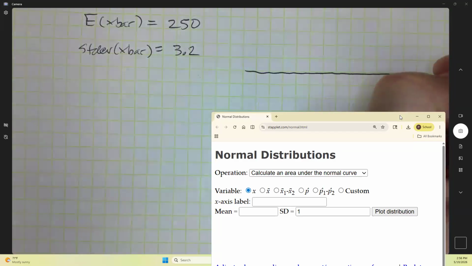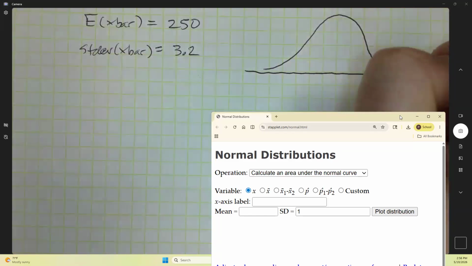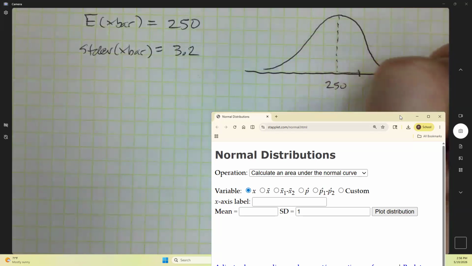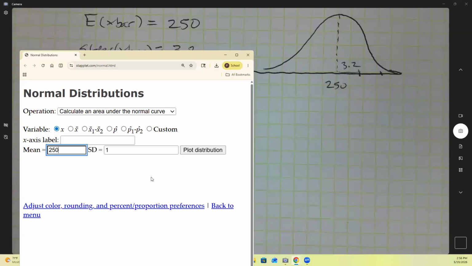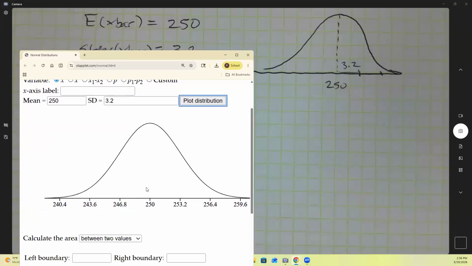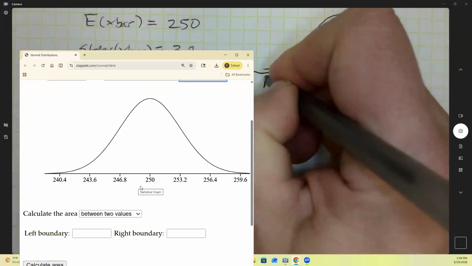I'll draw it here. You don't have to draw it when you do your own test, but it can help thinking about it. That's 250, and each step should be about 3.2. So we'll put a 250 and a 3.2. It always gives us the same shape bell curve. What changes is the scale. And then our actual observation was down here at, what was it, 238?